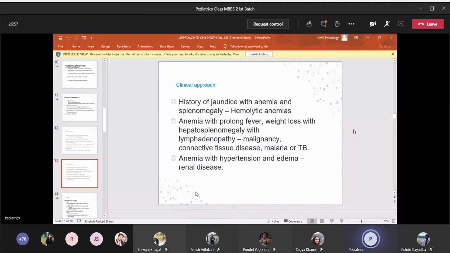In history, we have to ask about jaundice also, because if there is a history of jaundice along with anemia and splenomegaly, we have to think of hemolytic anemia. If the child has anemia along with fever, weight loss, hepatosplenomegaly, and lymphadenopathy, we have to think of chronic disease such as malignancy, connective tissue disease, malaria, tuberculosis. And if the patient has anemia along with hypertension and edema, we have to think that anemia is due to renal disease.